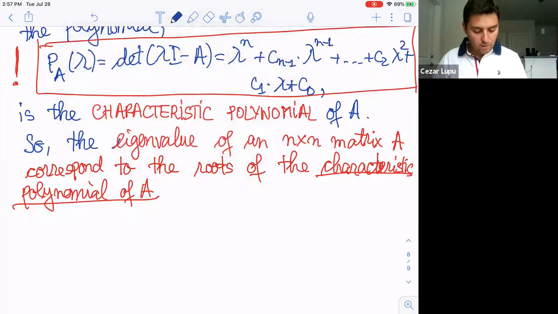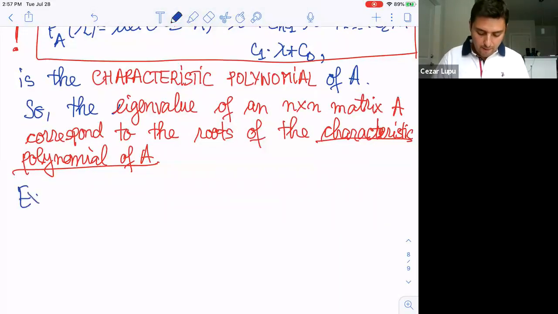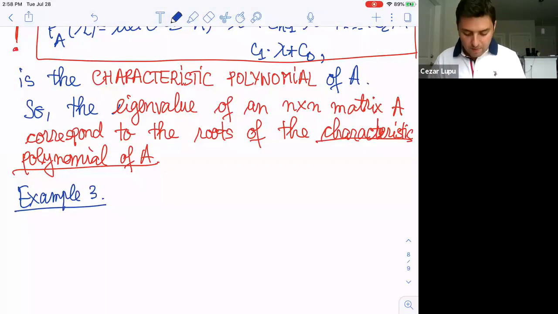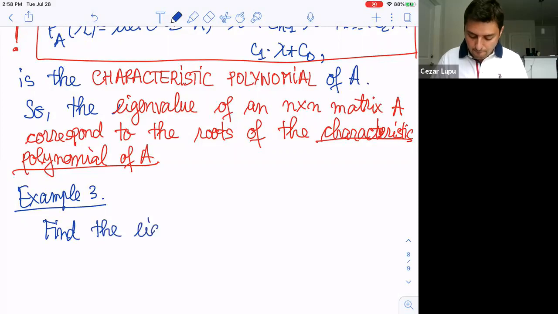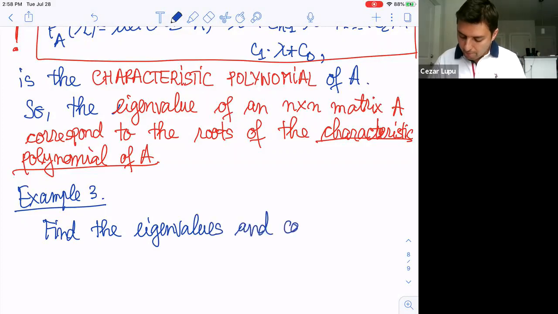Anyway, let's see some examples now. I want to illustrate all these techniques. So example, I don't recall which example number this was, probably example 4 or 3, I think. Anyway, I'm bad with numbers. And now this will concern, what time is it? Oh my. Find the eigenvalues and corresponding eigenvectors.